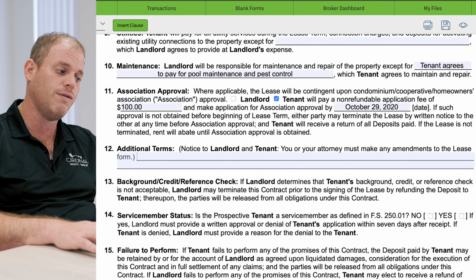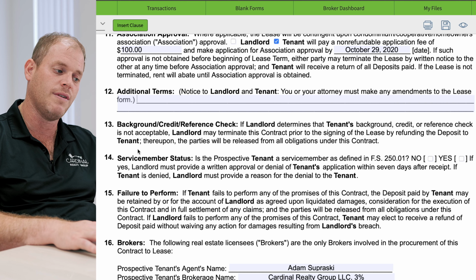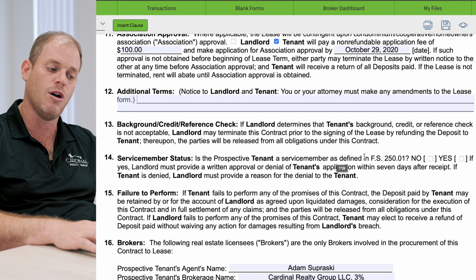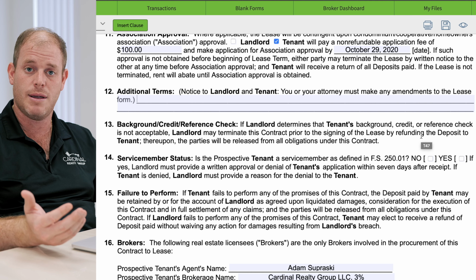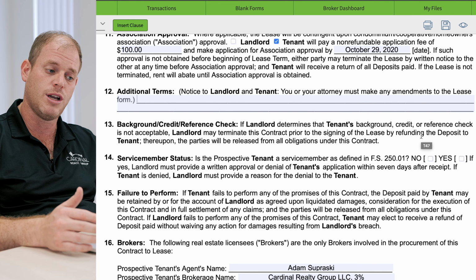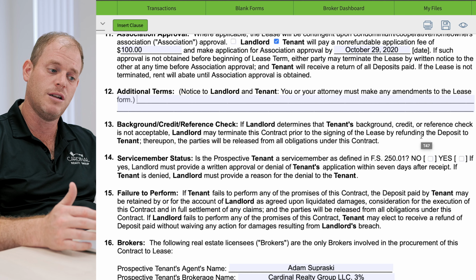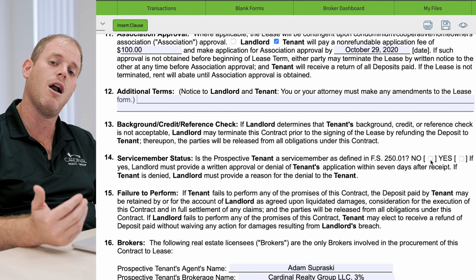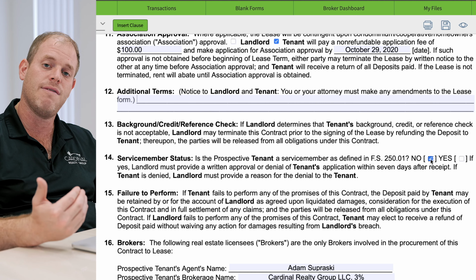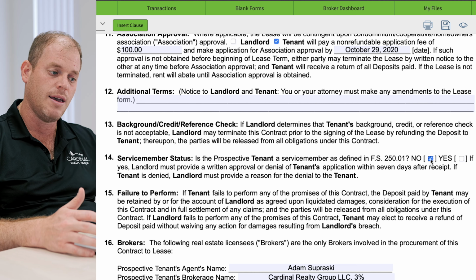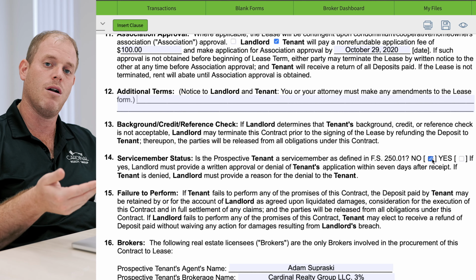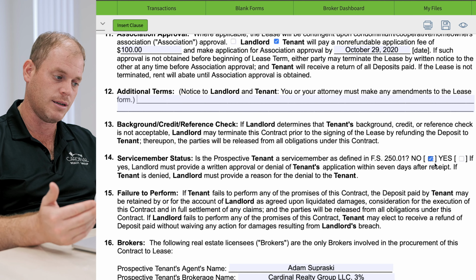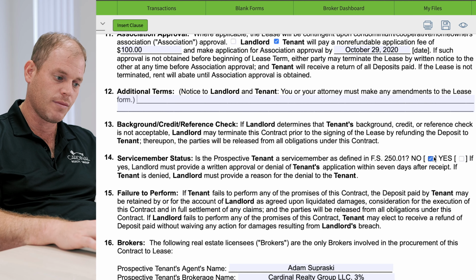Section 14. This is a little bit interesting. If the prospective tenant is a service member as defined in Florida Statute 250.01. Okay, so are they in the military? Most likely is what that means. If they are, you will check yes, right? And you will need to disclose that to the landlord because there are certain requirements that the landlord has to abide by if the service member is called to duty. Okay? I'm not going to get into that right now, but just know that this is where you will check off whether or not you are a service member. Okay? And that's about it.